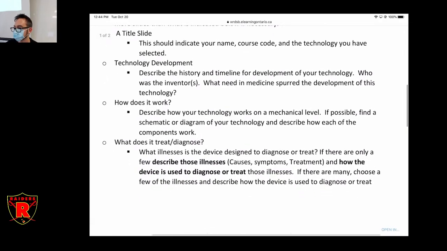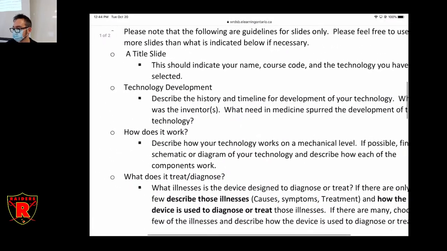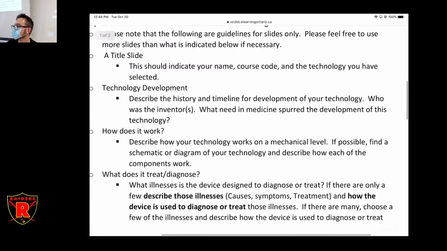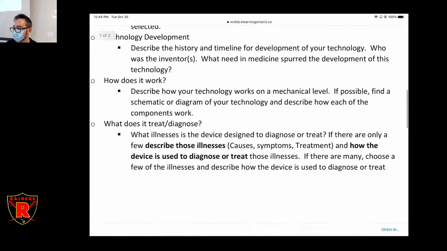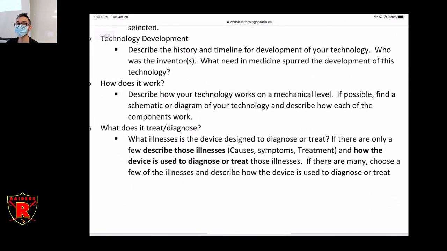Okay, so this goes through and talks about, for example, you're going to discuss the technological development, and it mentions some things that you should consider when you're discussing the development. How does your technology work? Find a schematic of your technology. Actually, tell me how the technology functions, okay? Break down the functioning of your technology.